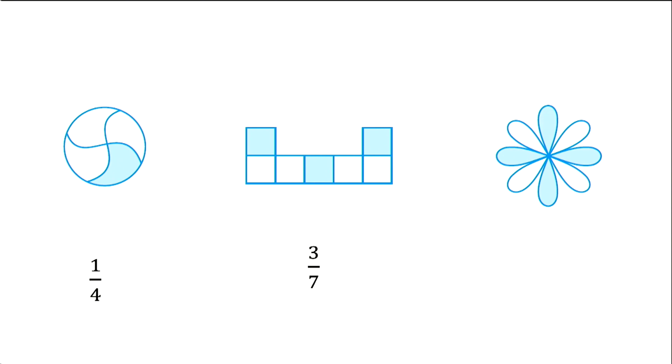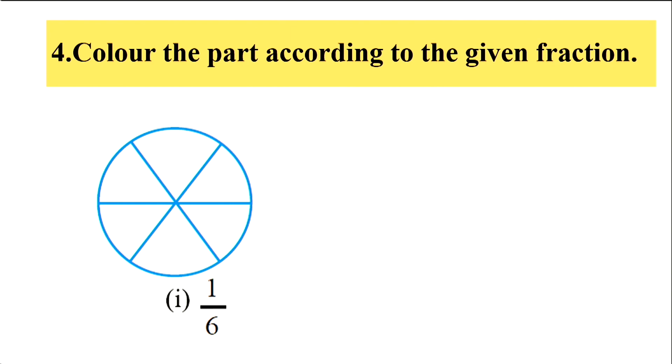How many petals are there in the flower? Yes, my dear students, there are 8 petals. How many petals are shaded? Yes, 4 petals are shaded. So, therefore, you can write it as 4 divided by 8.